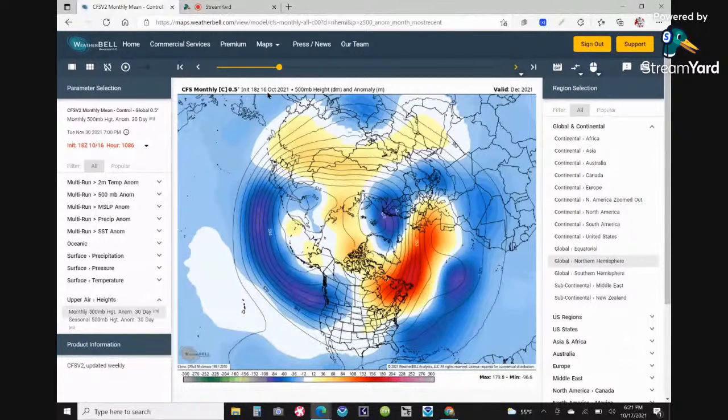Oh, here's December. Positive still, I mean, up to the north, and then you still got this buckling here to the north of the thicknesses, but you got this negative cutting in.